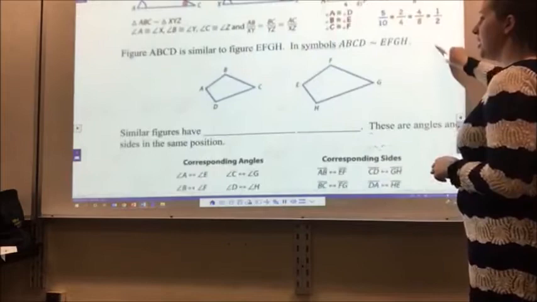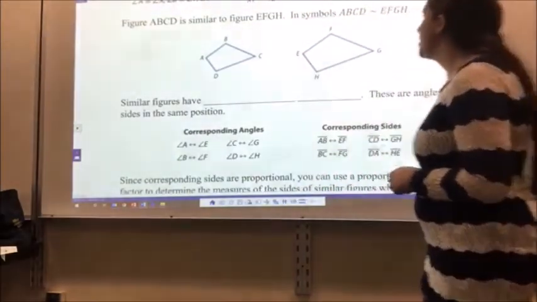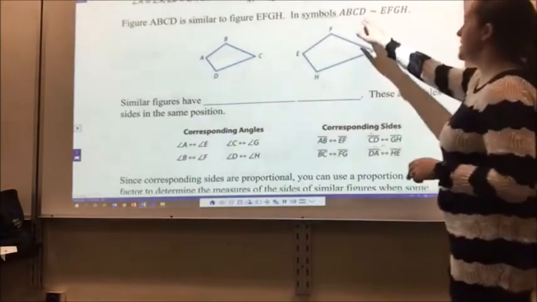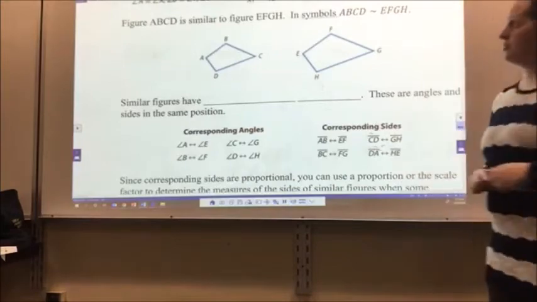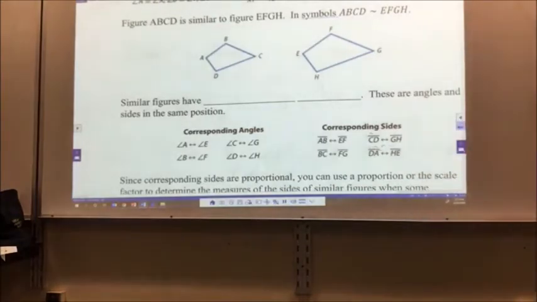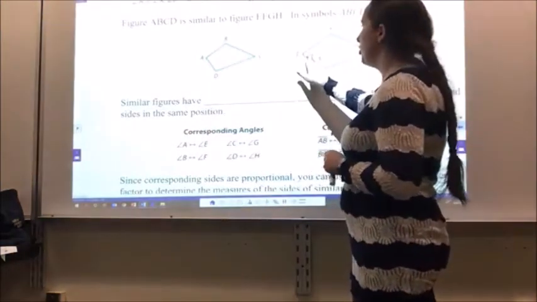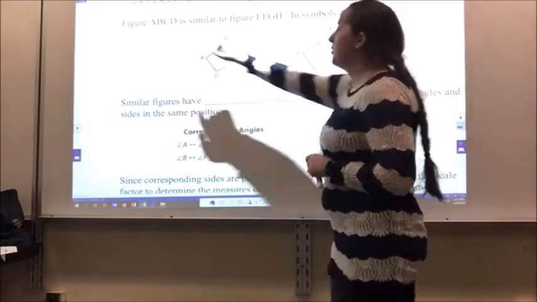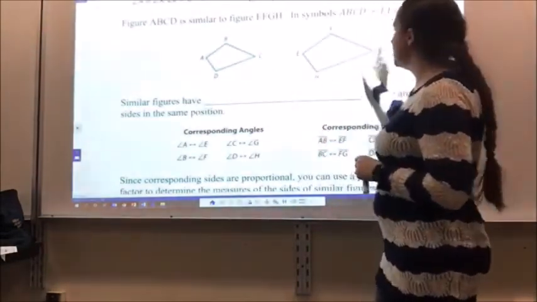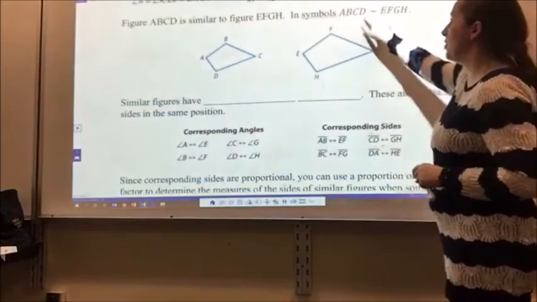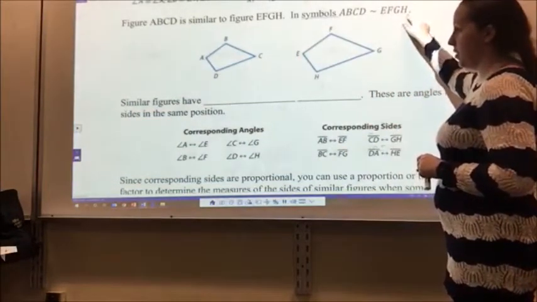So figure ABCD is similar to figure EFGH. In symbols, ABCD is similar, that's what this symbol means, to EFGH. So these angles, A is congruent to angle E, and I'm just going in order. B is congruent to F, C is congruent to G, and D is congruent to H. That's the order they put the first one in, that's the order they put the second one in.